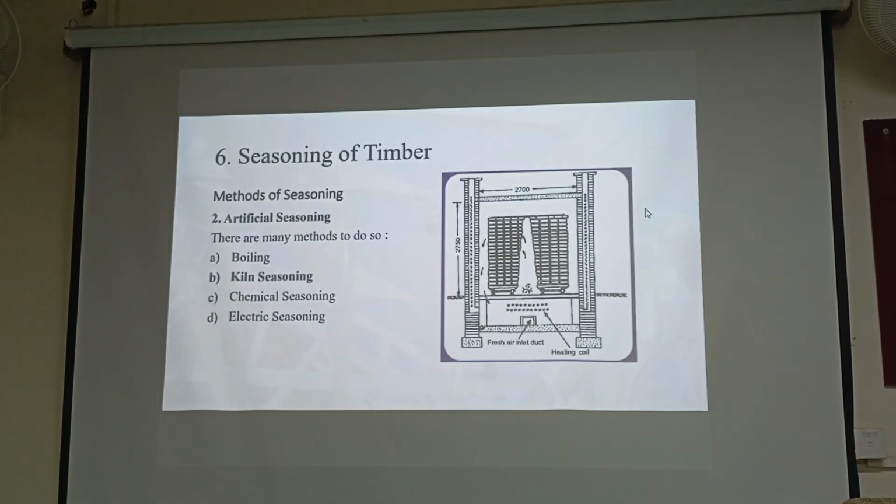Then there are man-made seasoning processes, like artificial seasoning. These are four processes: boiling, kiln seasoning, chemical seasoning, and electric seasoning. Boiling is like boiling in water. Kiln seasoning means keeping in a kiln and circulating hot air. Chemical seasoning means drying in chemicals, mixing with some chemicals and keeping for a few hours. And electrical seasoning means keeping in electrical chambers, and due to the thermal process it can be seasoned.